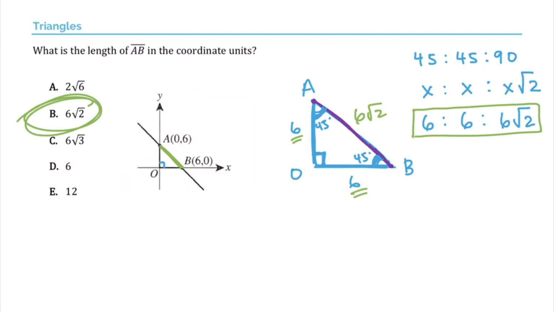Now, you would have gotten the exact same answer using Pythagorean Theorem. I just wanted to use this question as a great way to review 45, 45, 90 triangles, those special right triangles where you can memorize the ratio of the sides.